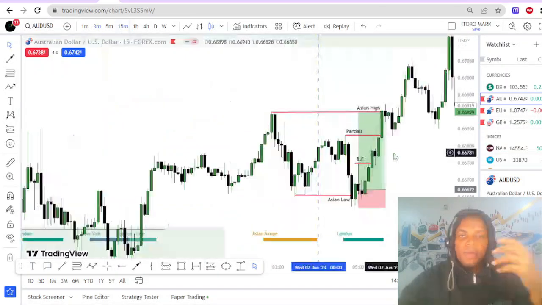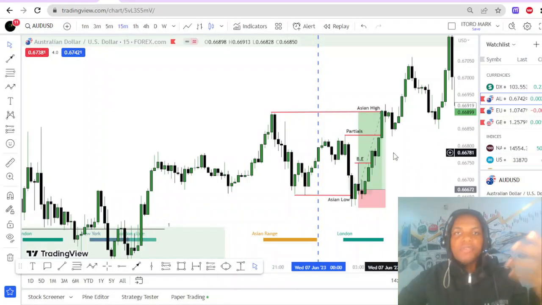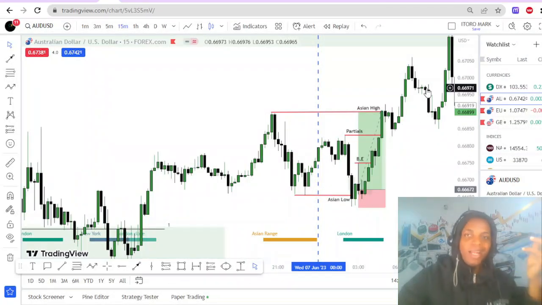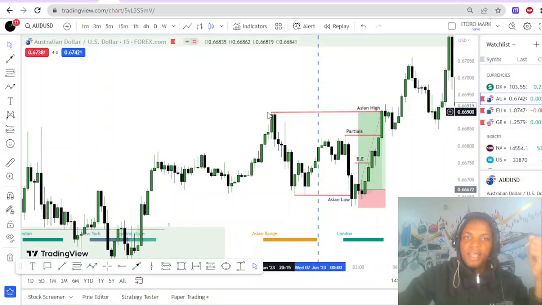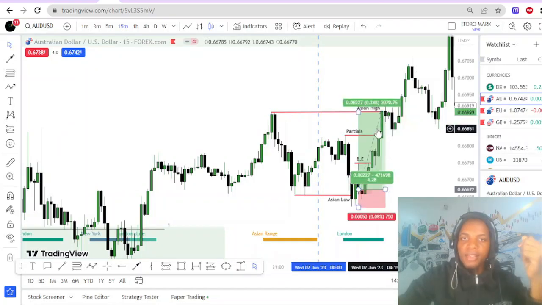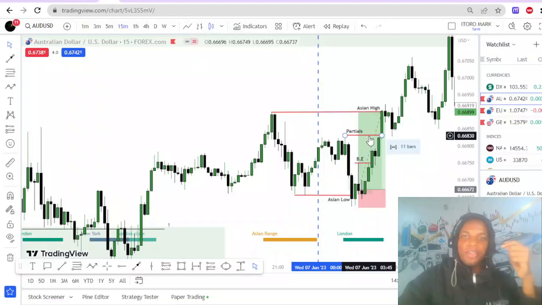Where will your TP be? A whole lot of people know how to take beautiful entries and they don't have an exit plan in the market. To me, your exit is more important than your entry, because without your exit, you can't take out money, you can't bag some dollars out of the market. You get me? So where did I exit this trade? As you can see here on the chart, this is the Asian high, and that's where I took my profit. A clean 1:4 setup on AUD USD.